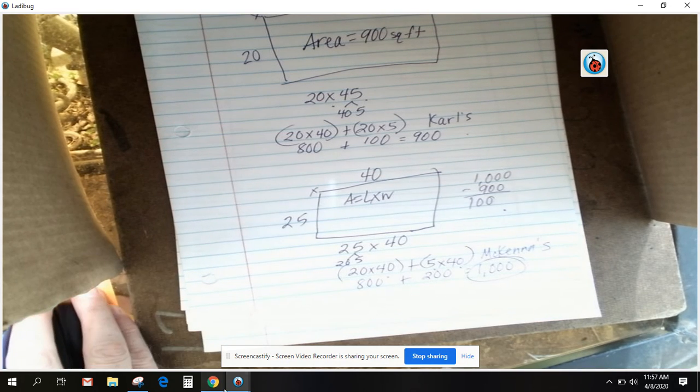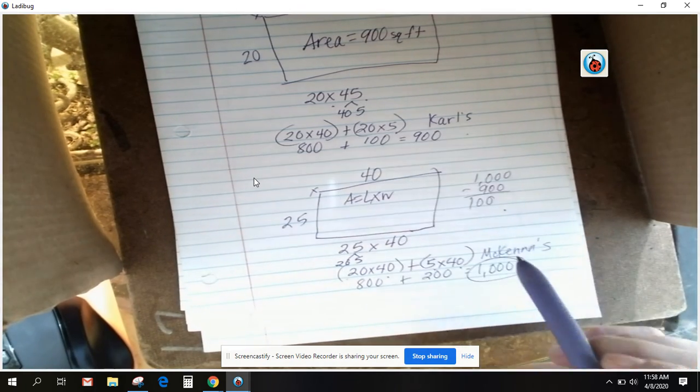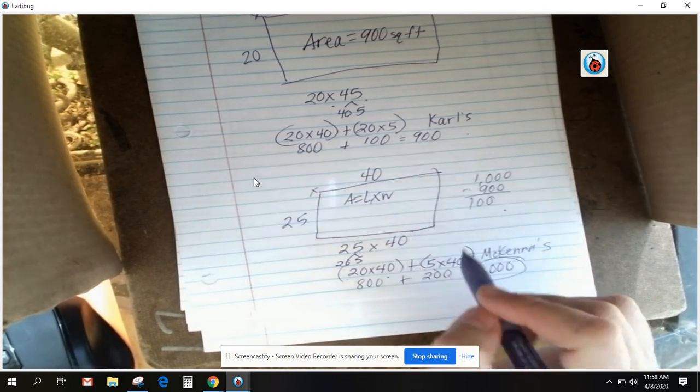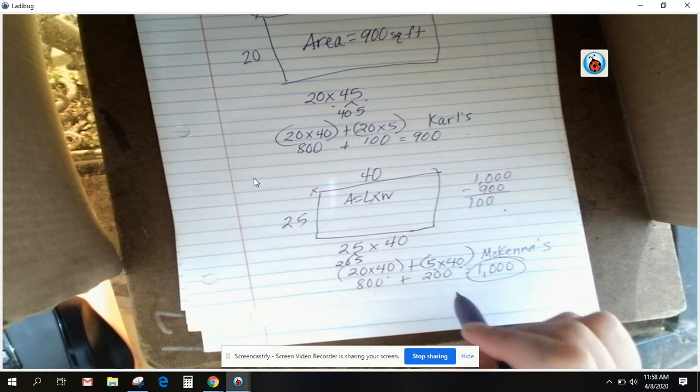Okay. So just remember as we move forward with this standard, it's going to require multiple steps and multiple operations. Here we had multiplication and subtraction. So please take your time as we unpack this standard.